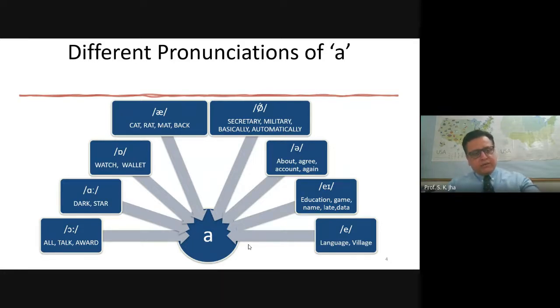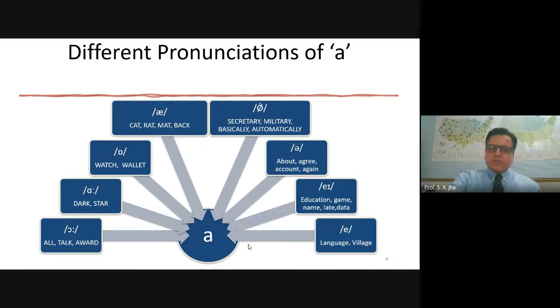By the way, here you have the R sound silent. I hope many of you must be aware of this rule, that if R is followed by any consonant, then R becomes silent. Or if R comes at the end of any word, then again the R sound is silent. That's why I'm pronouncing it as "dark", "star". And the same thing you'll find in your Cambridge dictionary also. Then A also becomes O, as in "watch", "wallet". Then A again becomes A, as in "cat", "rat", "mat", "bag".